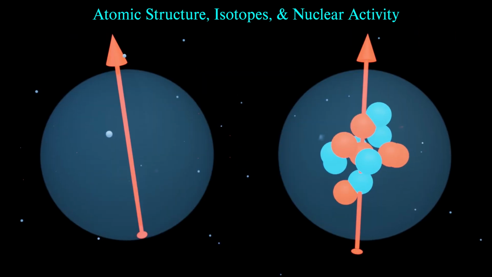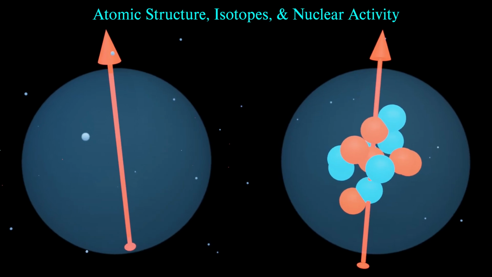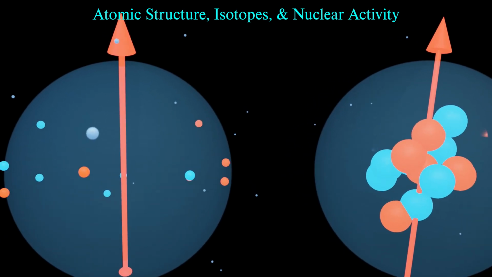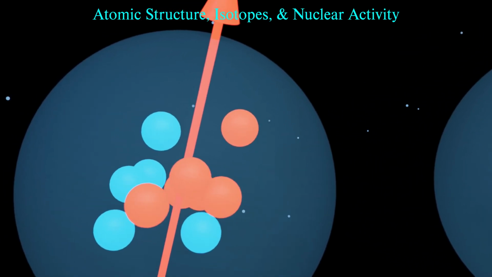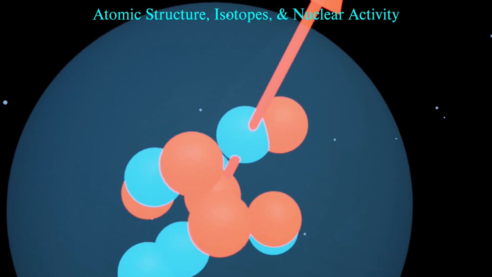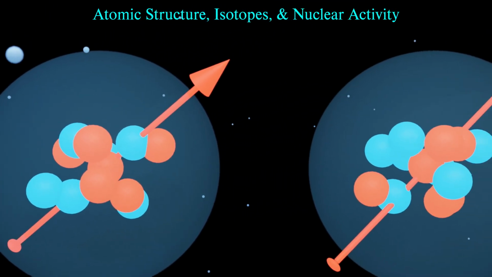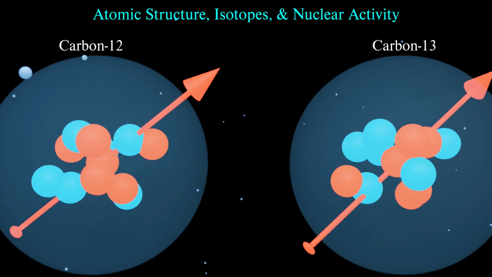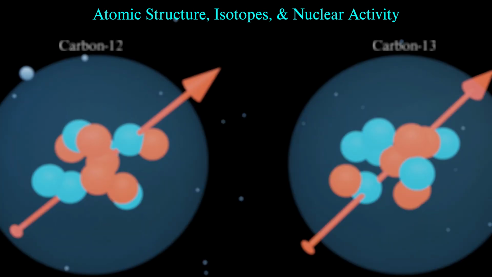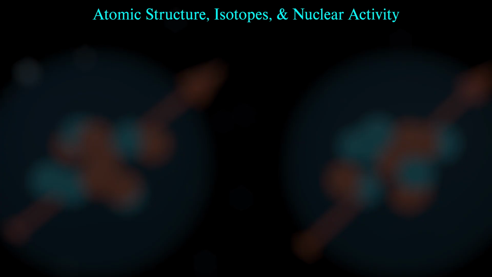In the nucleus of an atom, we have two types of nucleons, protons and neutrons. Right now, I'm showing you the protons in red and the neutrons in blue. The nucleus on the left is carbon-12, and the one on the right is carbon-13. One of these isotopes is NMR active and the other isn't. And the reason why comes down to spin.